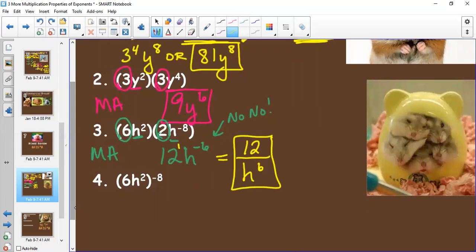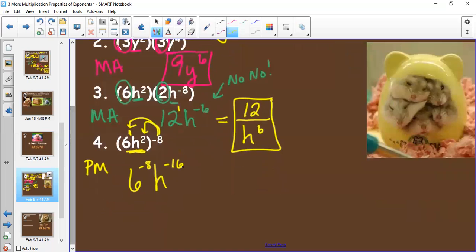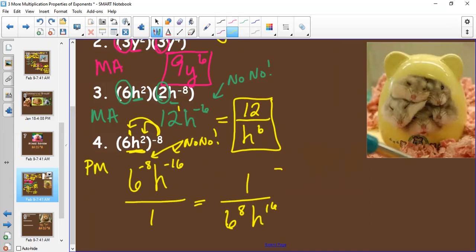All right, number 4. We don't have two things we're multiplying. Here we have something raised to a power, so this is a PM problem. All right, so keep your base of the h, small number times small number, so negative 16. Our 6 is our coefficient, but it has an exponent of 1, so small number times small number to get an exponent of negative 8. And last, we have a no-no. We have actually two no-nos. We gotta clean those up, move it and lose it. So they're both negative, so they're both going to move to the bottom and put a 1 up top.